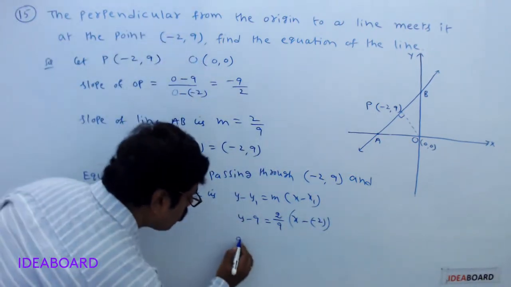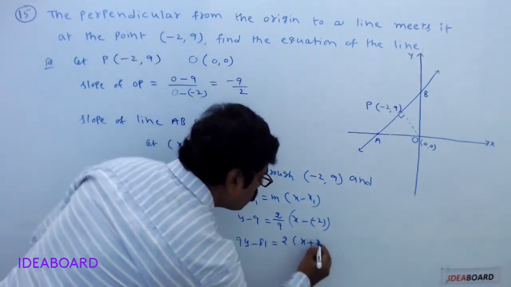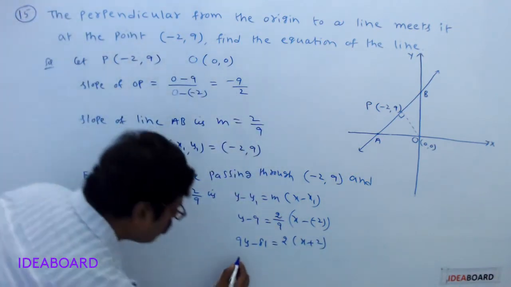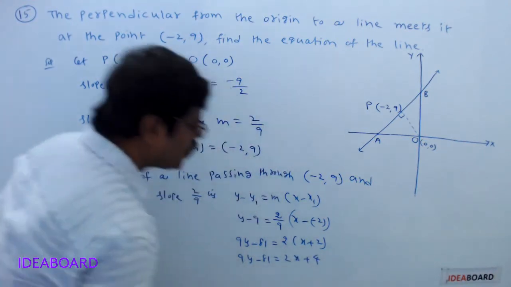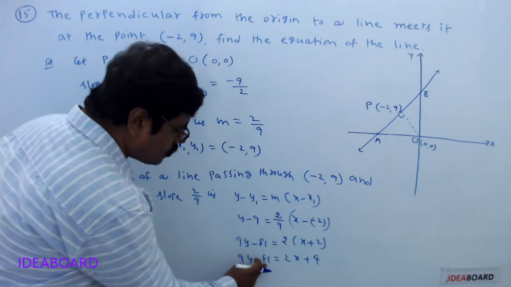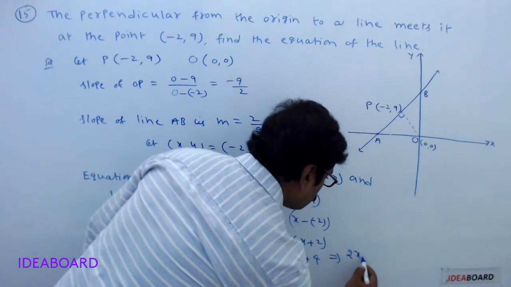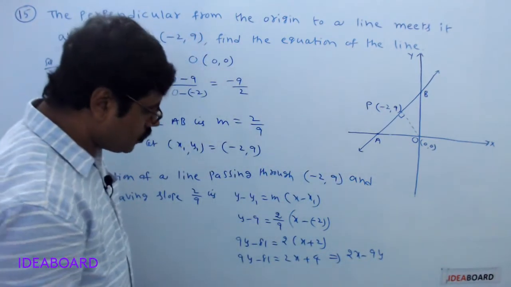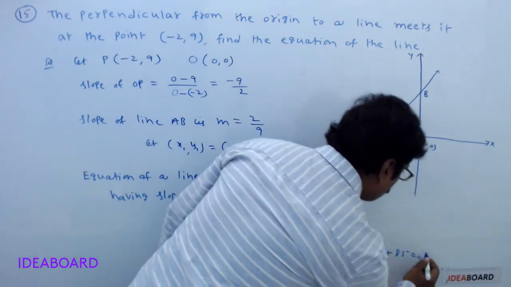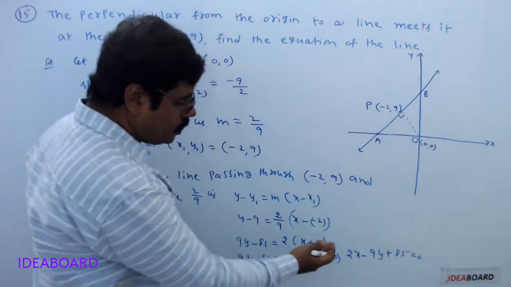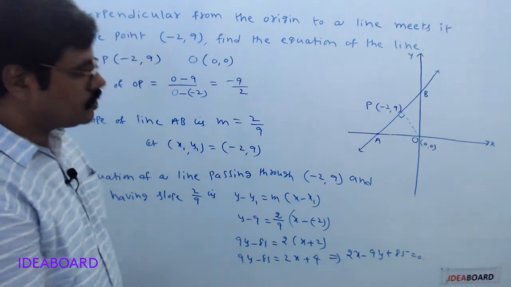On cross multiplication, 9y minus 81 equals 2 into x plus 2. So 9y minus 81 equals 2x plus 4. Now bring these two terms from LHS to RHS. So it is 2x minus 9y, 81 plus 4, 85. So the required equation of the line is 2x minus 9y plus 85 equals 0. That's it.